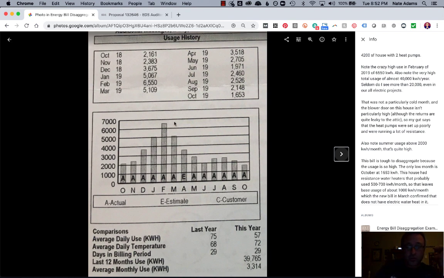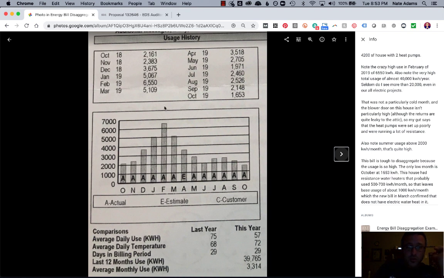This is a 4,200 square foot ranch. It's on a slab. It's all one level. It has 2 heat pumps running it, and all the ductwork is in the slab. This house was just changed to 2 furnaces and 2 air conditioners December of '19, so right about 6 months ago from now, I guess pushing 7.